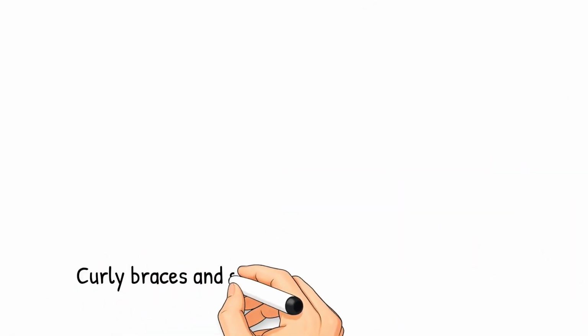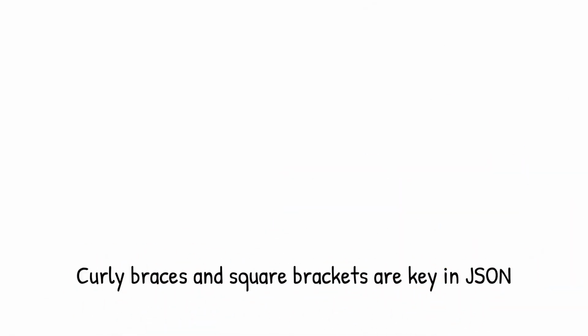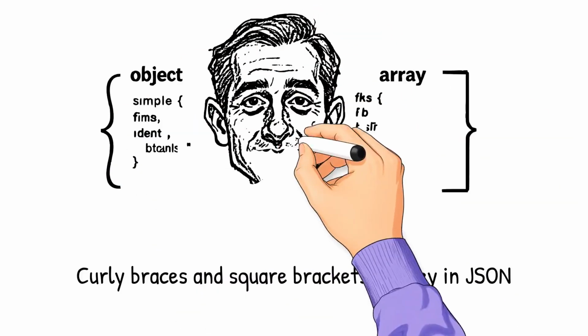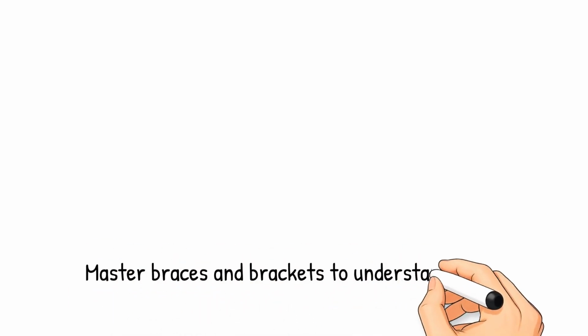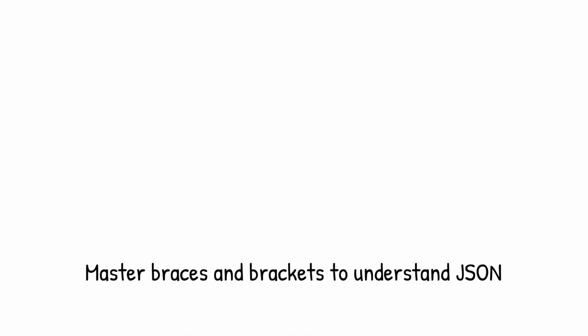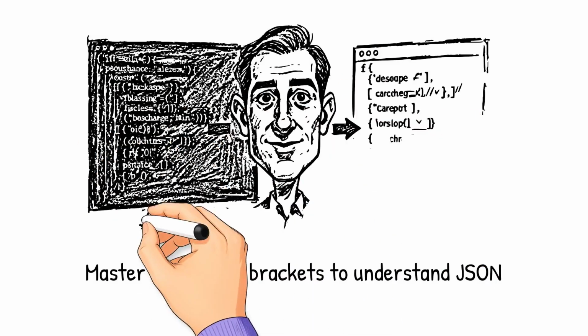So let's pause and lock in the two key symbols because honestly, they're the whole game. Curly braces hold an object. That's one single thing, described by its labels. Square brackets hold an array. That's a list of things. Master just those two symbols, and JSON stops looking like code and starts reading like a simple, labeled form.